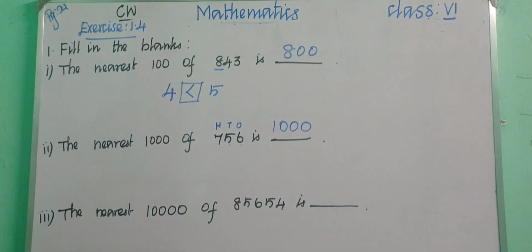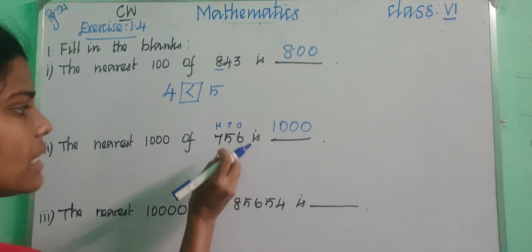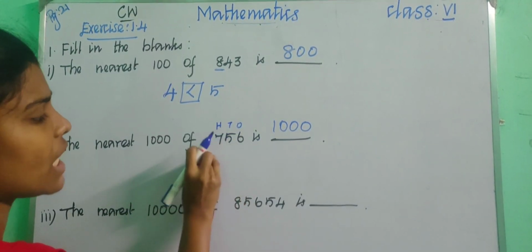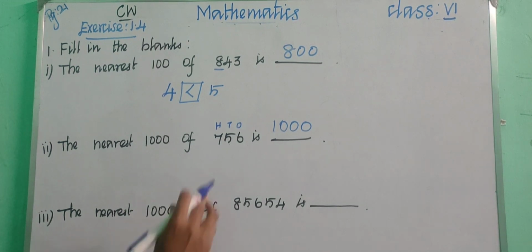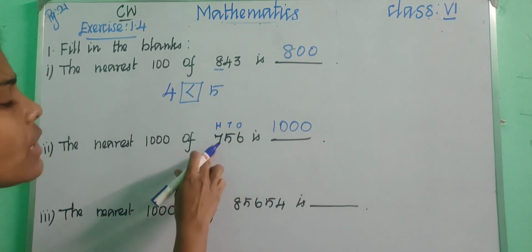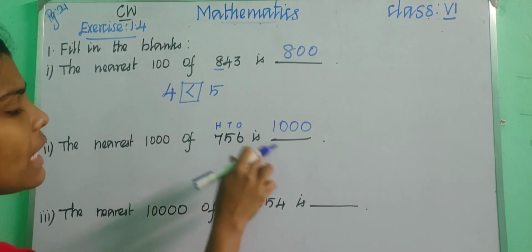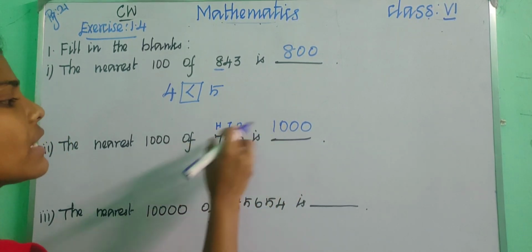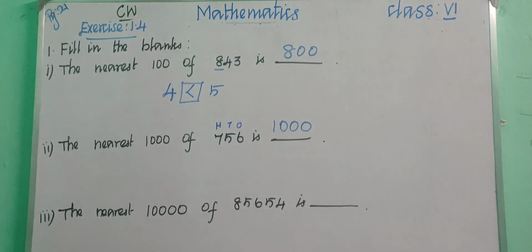We have only a 3-digit number, that is 756. We do not have a thousands place here. If you are counting up to 999, the next number, the next 1000, is 1000, right? So we can write the answer as 1000. Can you all understand? Okay, let us see the next one.